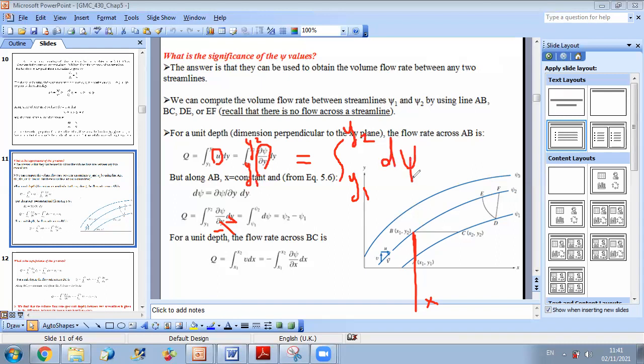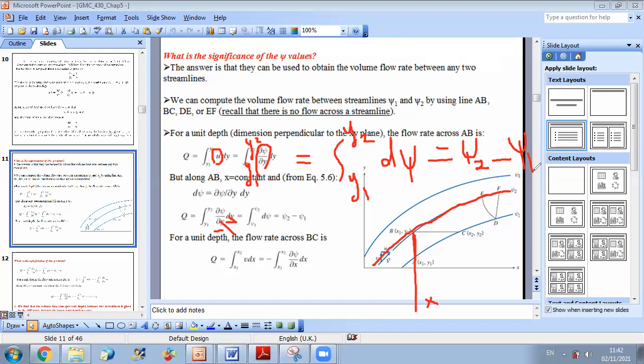And this means that the flow rate can be given by psi at location 2, at y2, which is psi of streamline 2, because we have seen that the value of psi is constant along the streamline. So it's psi of streamline 2 minus psi of streamline 1. From here, we know the importance of calculating the psi function, because it allows us to calculate the flow rate per unit depth between streamlines.